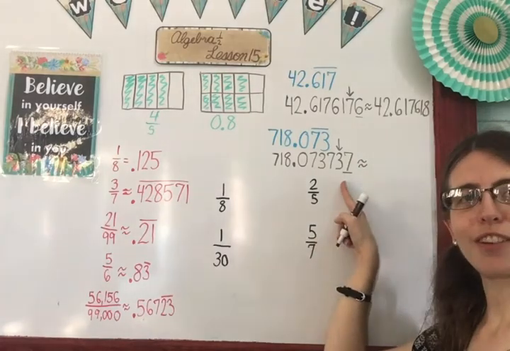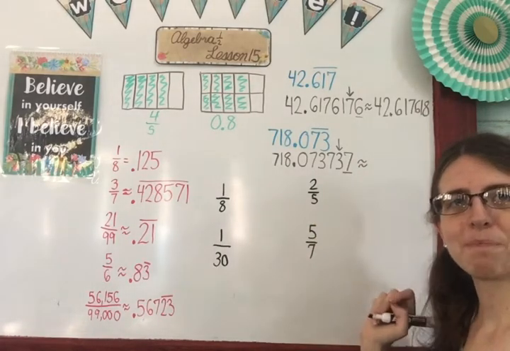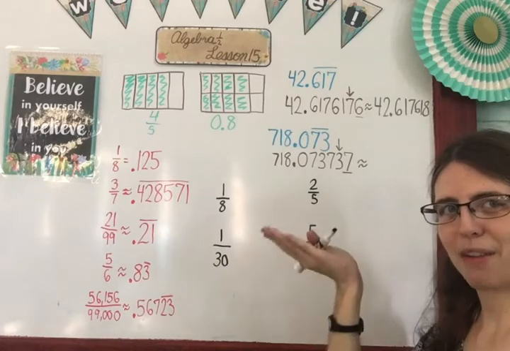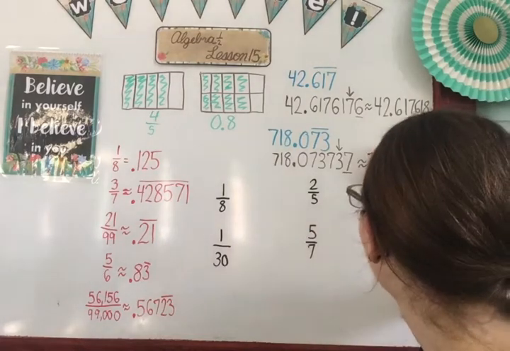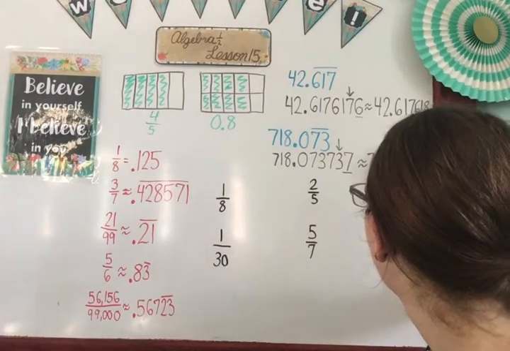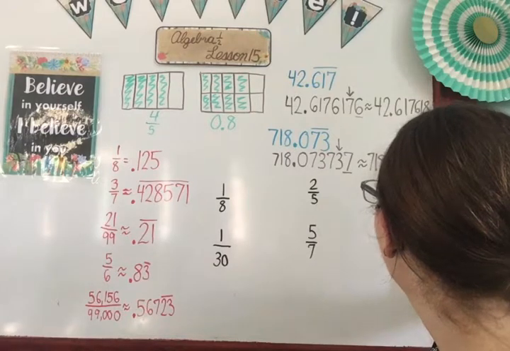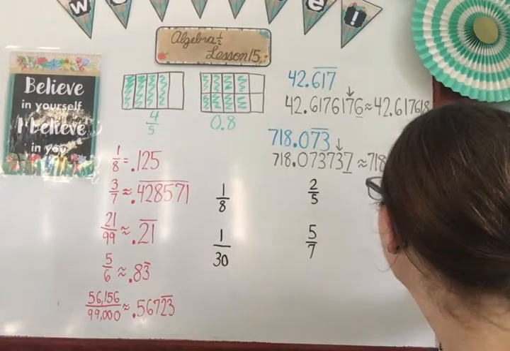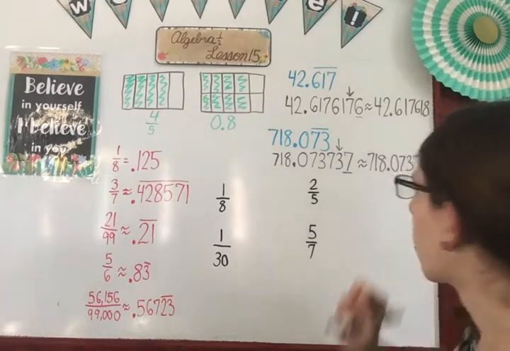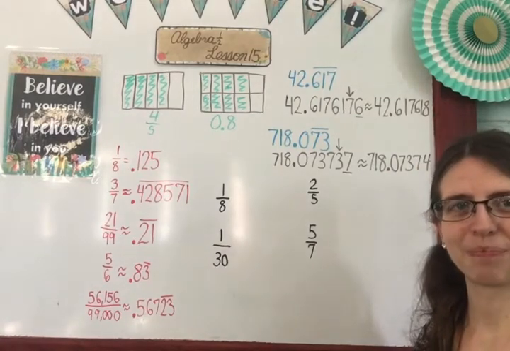My 7 is greater than 5, so what am I going to do to the 3? I'm going to round it up, that's right. So I have 718.07374. And that's my answer.